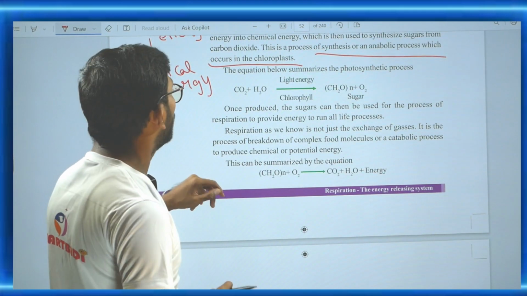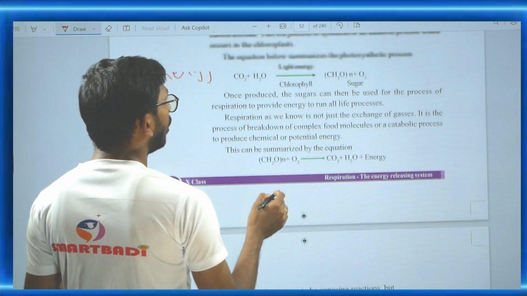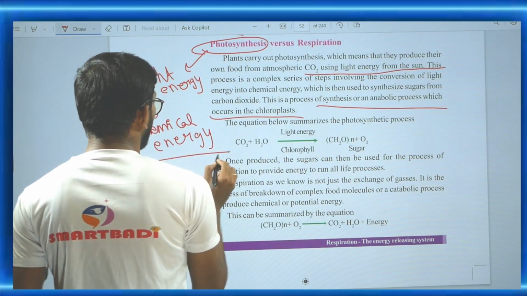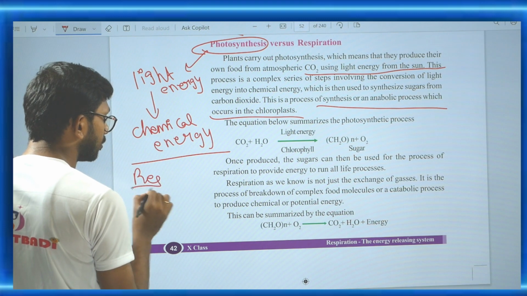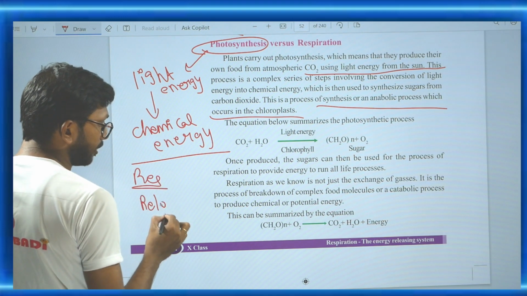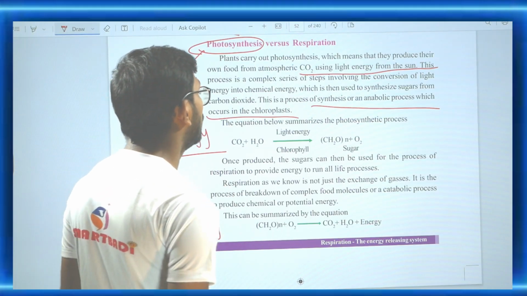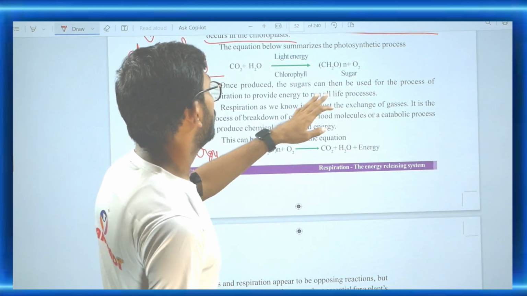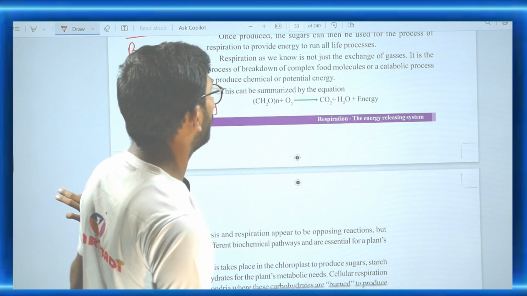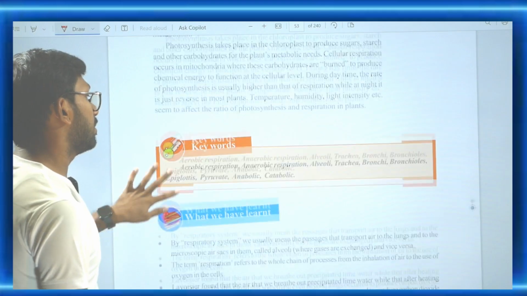But if you come to respiration, release of energy occurs. In respiration, release of energy occurs. Okay. And next, once produced, the sugars are used to run all life processes. So this completes our chapter.